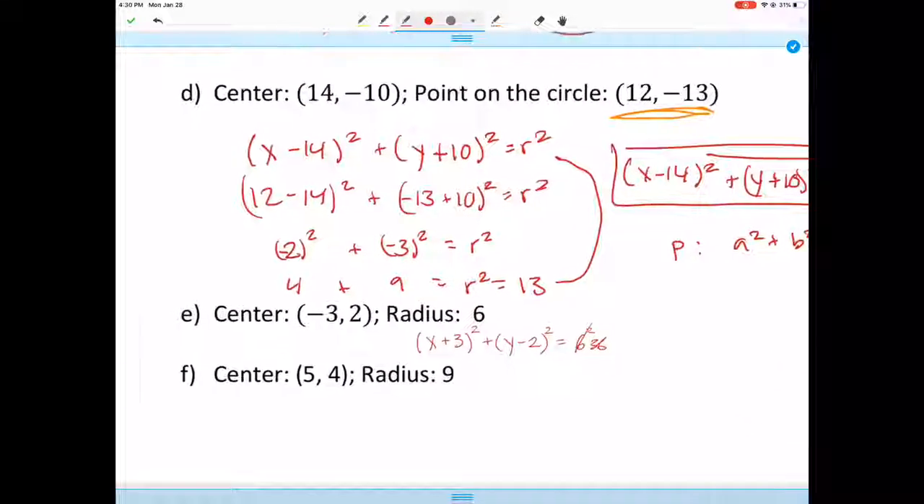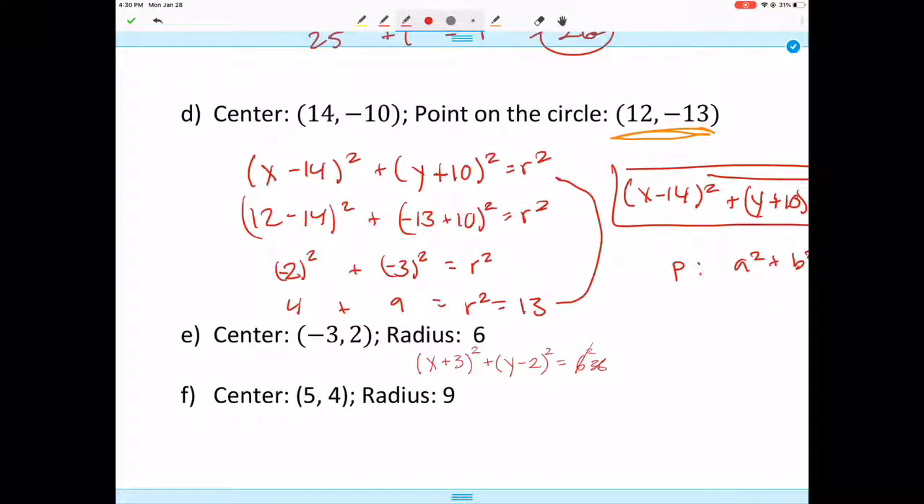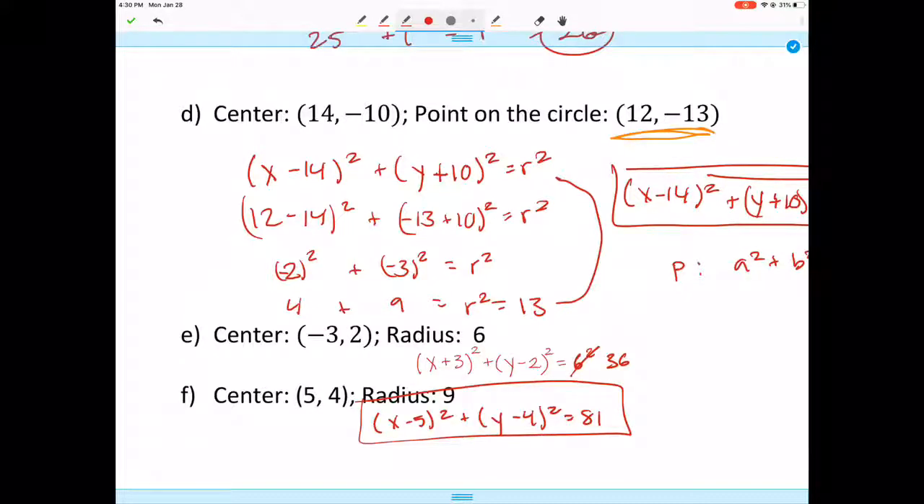All right, E, looks like I already have that written down. You'll have one like this, perhaps on the test, where they will give you the center and the radius, and all you would need to do is plug it in. Okay, so this would be like 6 squared, which is the same thing as 36. Okay, and you'd want to simplify that. So this one would be x minus 5 squared plus y minus 4 squared equals 81. Okay? All right, that's everything.